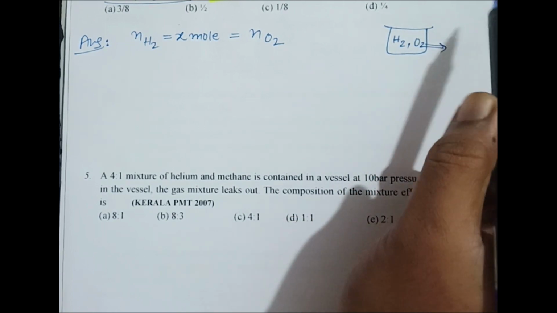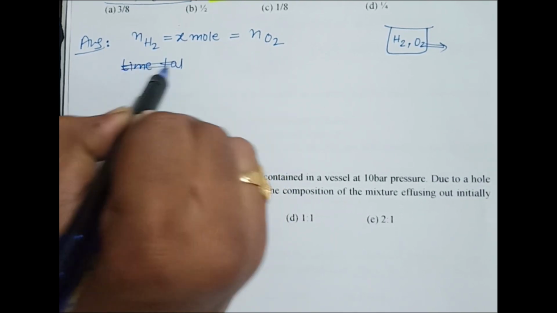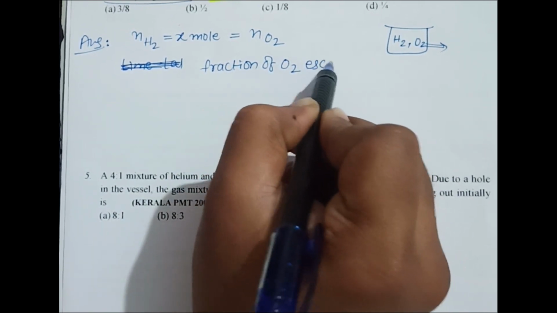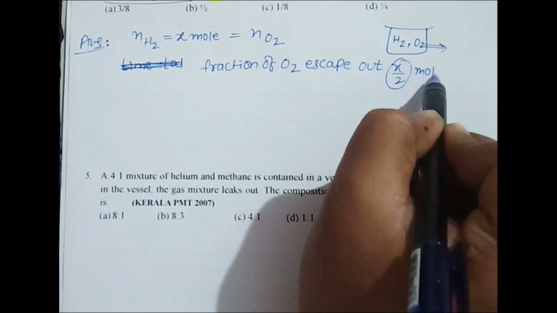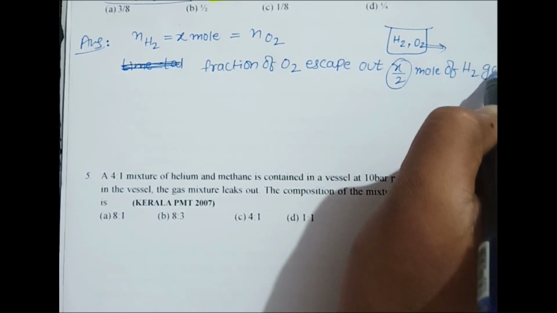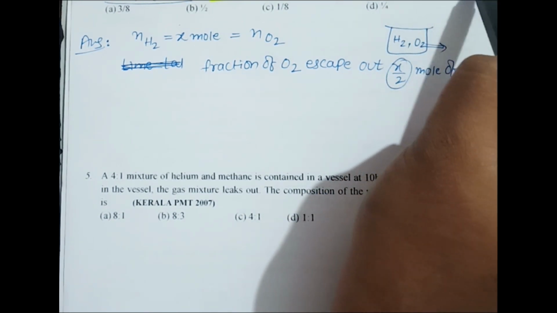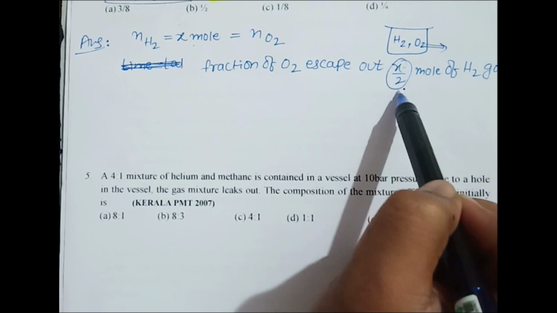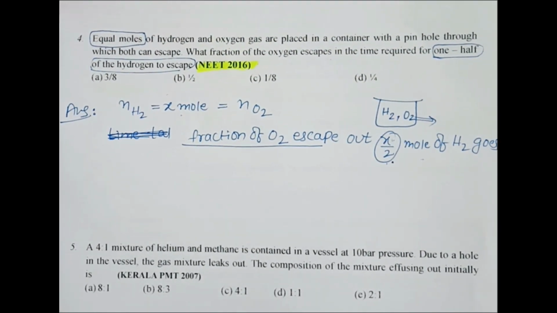Equal moles of hydrogen and oxygen are placed in a container. Now you made a small hole. The question they are asking, what is the time taken? Or I can say we have to find what fraction of oxygen escapes out when x by 2 mole of hydrogen goes out. Understood this one? So what fraction of oxygen escapes in the time required for 1/2 of hydrogen to escape? Here hydrogen is x mole, so x by 2 mole is the time. In that time, what fraction of oxygen will escape? That is the question. So we have to understand the given data. Without understanding given data, you cannot go for planning and you cannot go for solving the question.